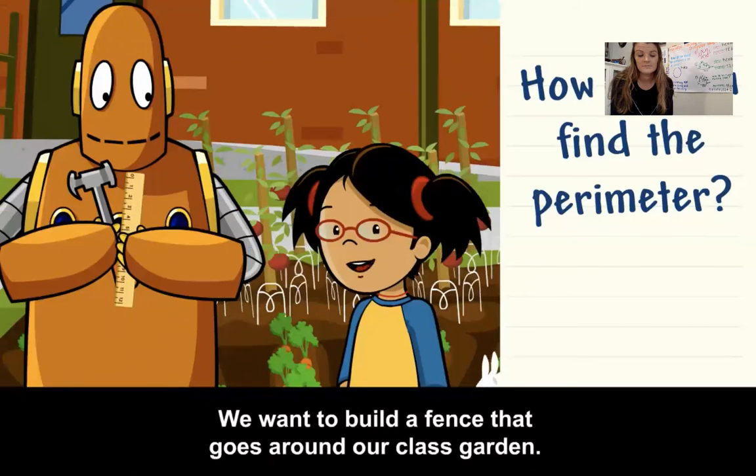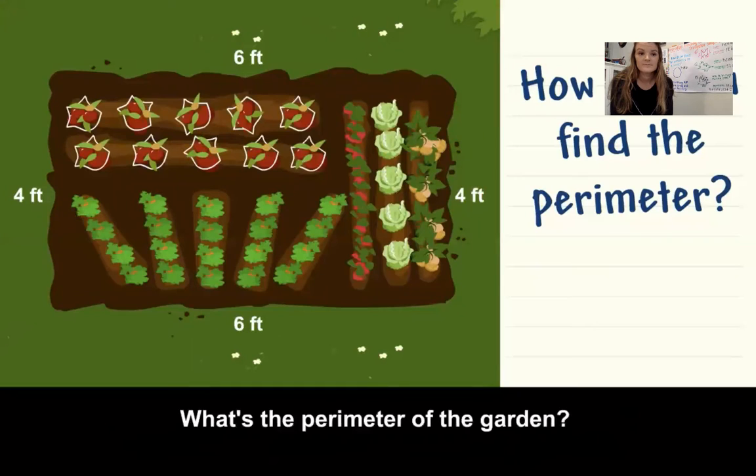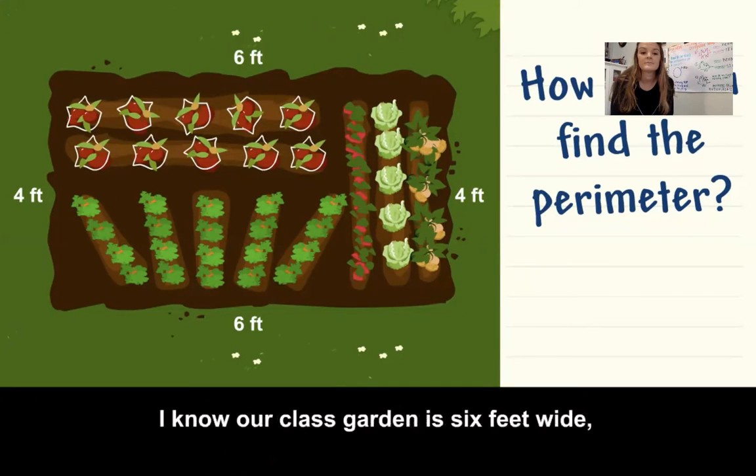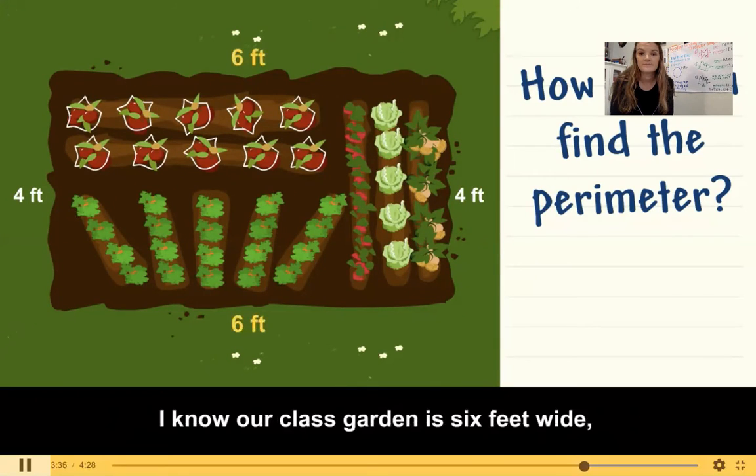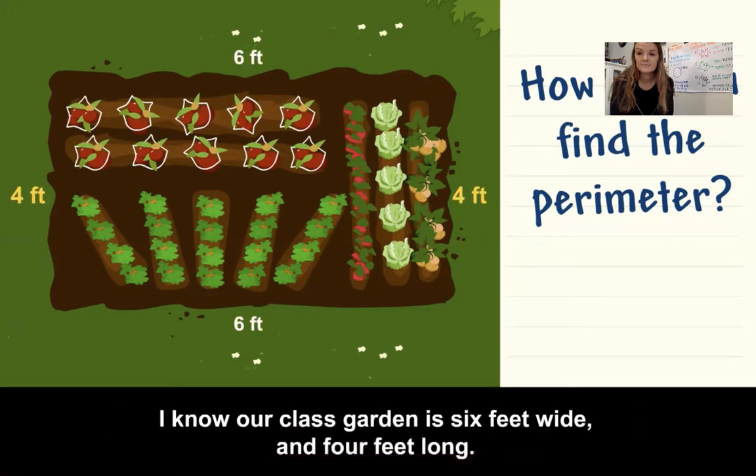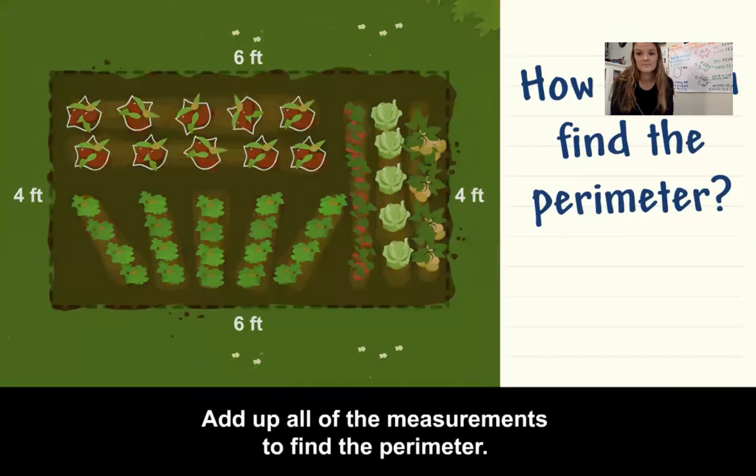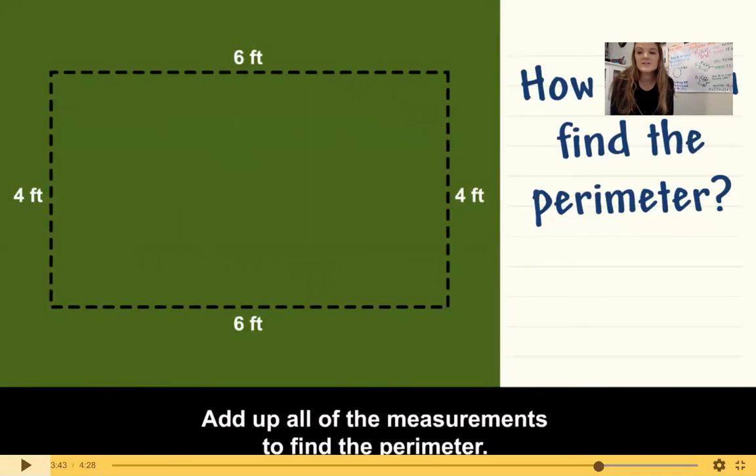We want to build a fence that goes around our class garden. What's the perimeter of the garden? I know our class garden is 6 feet wide and 4 feet long. Add up all of the measurements to find the perimeter. Let's do this one before Annie does. I'm going to do my doubles facts first. I see 6 plus 6, that makes 12. I'm going to keep 12 in my head. And I know 4 plus 4 makes 8. 12 and 8, oh, there's a tens fact. 12 and 8 makes 20. So my guess is 20 feet.